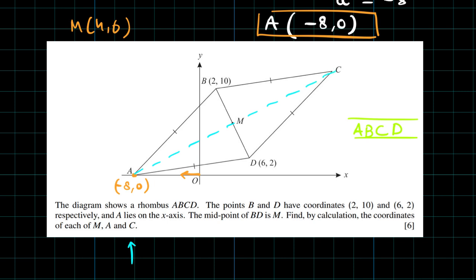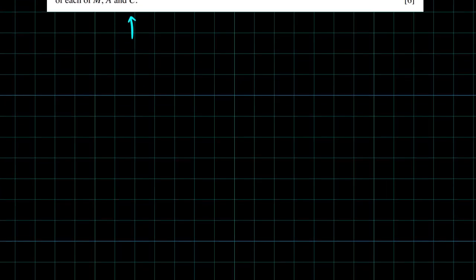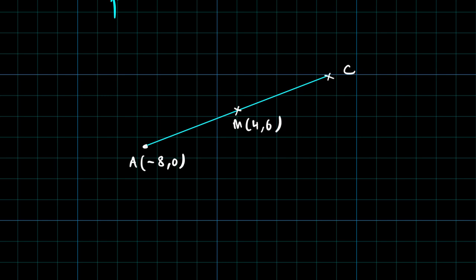So the blue dotted line is one diagonal. The green line is another diagonal. So M is the midpoint for BD, as well as the midpoint for A and C. So all we have to do is use the midpoint formula. Let me just draw a small diagram over here. We have A, which is (negative 8, 0). We have M, which is (4, 6). We have C, and what is C? That is (X, Y).